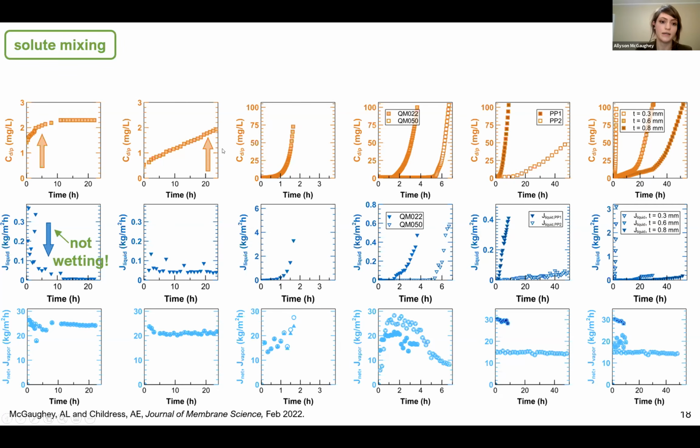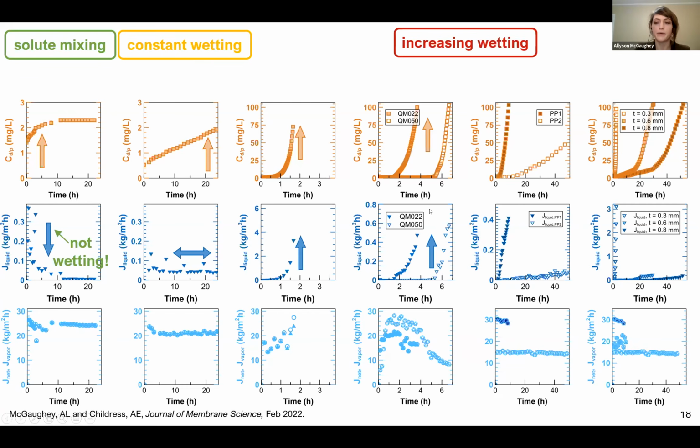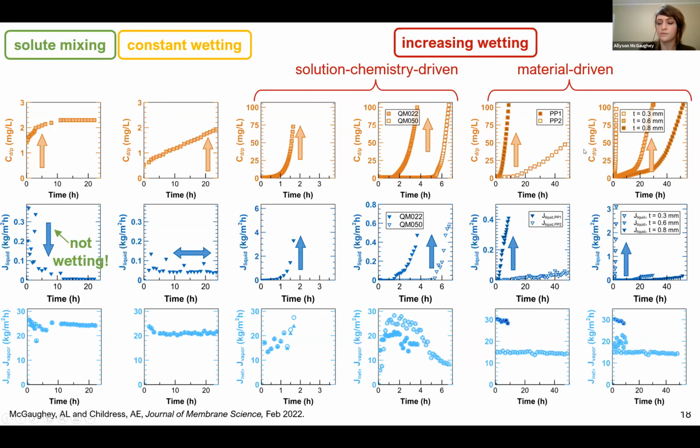We saw increasing CDP at constant liquid flux, and we call that constant wetting mode, which we showed in some cases may be tolerable. We saw increasing CDP with increasing liquid flux, and we call that increasing wetting mode. And we saw that that was associated with solution chemistry effects for surfactant, as well as scaling induced wetting, independent of membrane pore size. And finally, we saw increasing CDP at increasing liquid flux under baseline conditions for certain membrane materials. And we're hypothesizing that this may be due to high pore interconnectivity, which is a subject of ongoing study in the Childress Research Group.